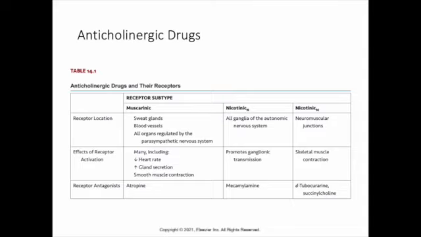So if we have the receptor activation, we'll have an increase in gland secretion, a decrease in heart rate, and we're going to promote smooth muscle contraction. So an example of a receptor antagonist is atropine. And you can see with the nicotinic N, it's working on the ganglia of the autonomic nervous system. With nicotinic M, it's the neuromuscular junction.